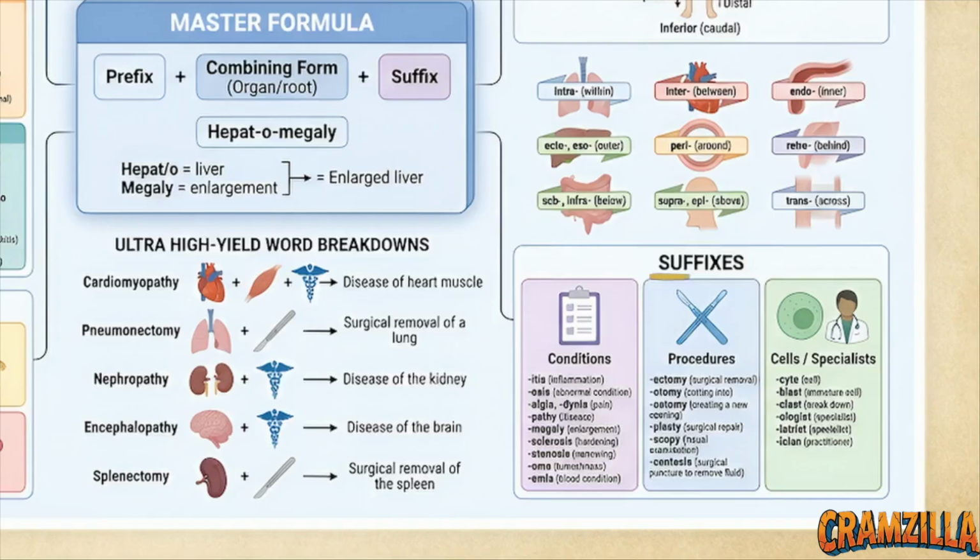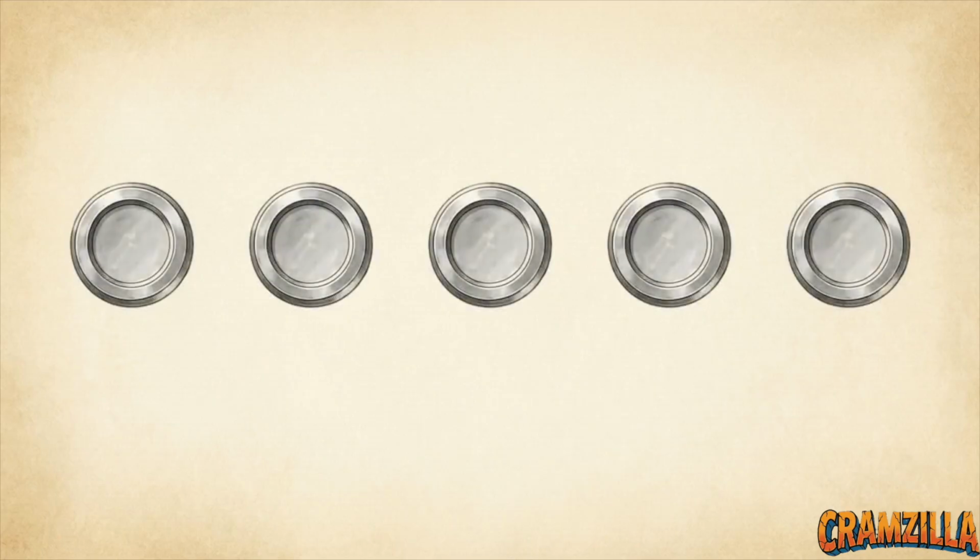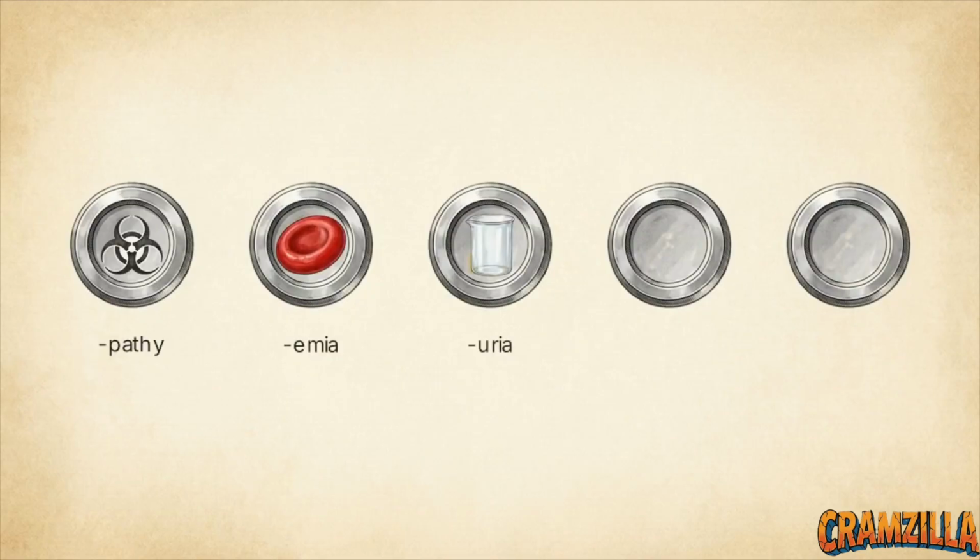We check the suffixes panel for the final slot of the formula, providing the specific diagnosis or clinical action. The purple conditions box lists structural indicators, itis for inflammation, osis or iasis for abnormal states, malacia for softening, sclerosis for hardening, and stenosis for narrowing. Systemic and fluid conditions are tagged with pathy for disease, emia for blood, uria for urine, rhage or rhagia for bursting forth, and rhea for discharge.